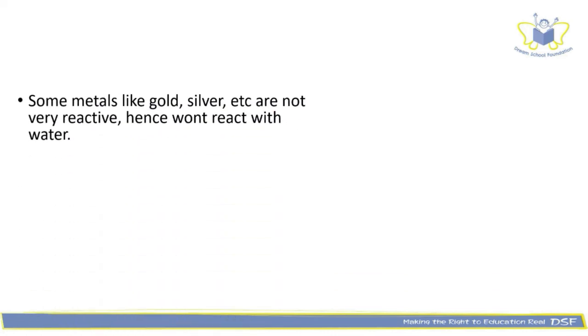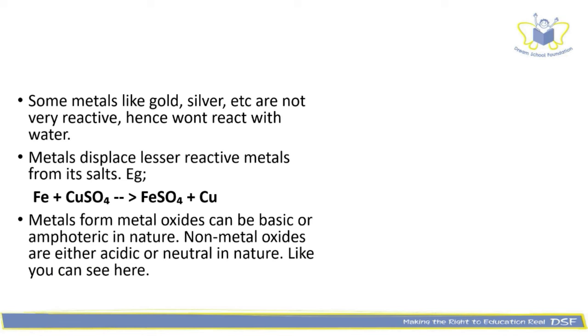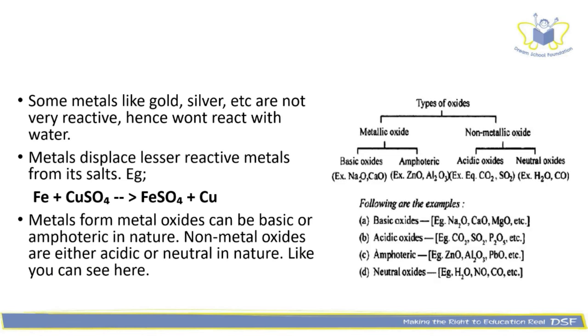Some metals like gold, silver, etc. are not very reactive, hence won't react with water. Metals displace less reactive metals from their salts. Example: iron displaces copper from copper sulfate solution, giving out ferrous sulfate and copper. Metals form metal oxides that can be basic or amphoteric in nature. Non-metal oxides are either acidic or neutral in nature, like you can see here.